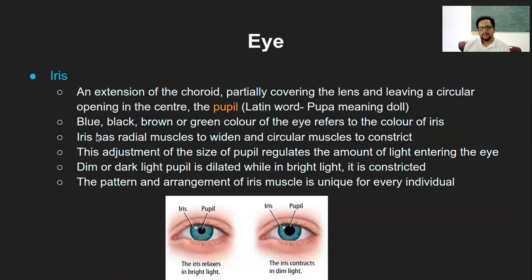Sorry, I missed mentioning this. The iris leaves a circular opening at the center, like I mentioned. This whole black part is the pupil. It comes from the Latin word pupa, which means a doll. So in colloquial language, in most local languages, they call this part of the eye the doll of the eye. Again, if you translate it in the local language, it would make more sense. But yeah, that is how it is said.